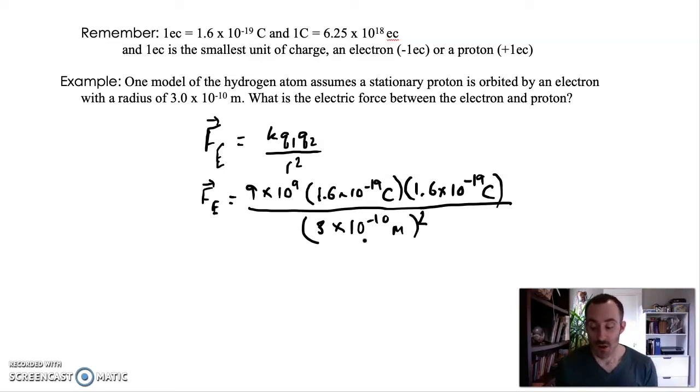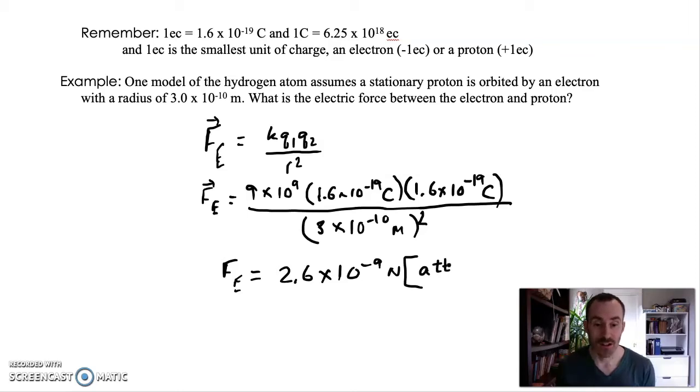So when you figure this out, the electric force is equal to 2.6 times 10 to the negative 9 newtons. And so this is attractive. You can say that a number of ways, like the forces are toward each other, or what have you. I'm going to say attractive. It's an attractive force, not a repulsive force.